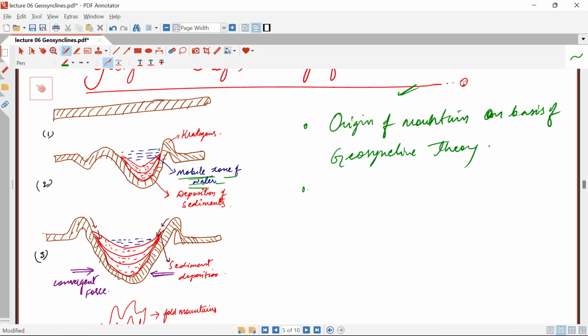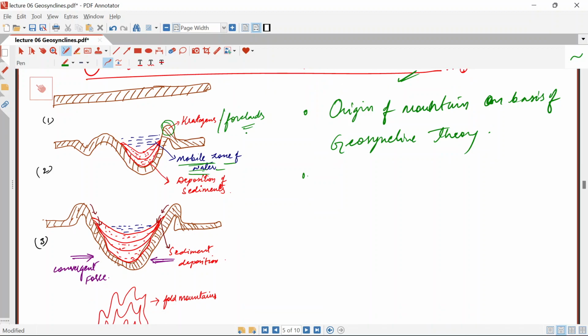See, this is a mobile zone of water, and it also has sedimentation under it. These are the cratons, also called cratogens or forelands, which are a kind of hard rock that helps as a support. Water will not overflow from the depression. So this is what we can get from this.